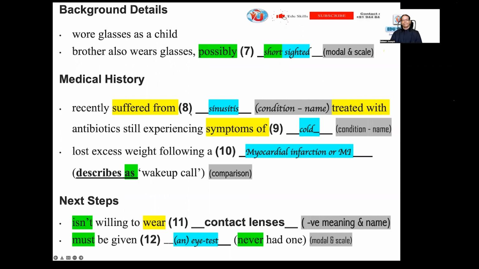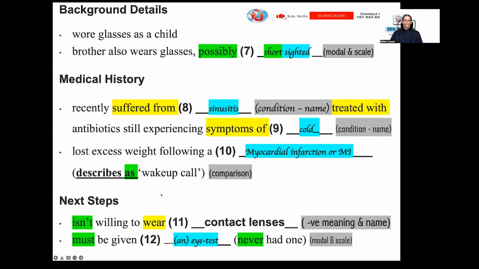Recently suffered from, when you're suffering from a sickness, right? Condition. Sinusitis is a condition, a name given. Treated with antibiotics, still experience symptoms of another sickness or condition, name, that is cold. Lost excess weight following dash, myocardial infarction, or MI also is right. If you write MI, that will also be considered right. Describes as wake up call. See, again, describes as comes here as a comparison.